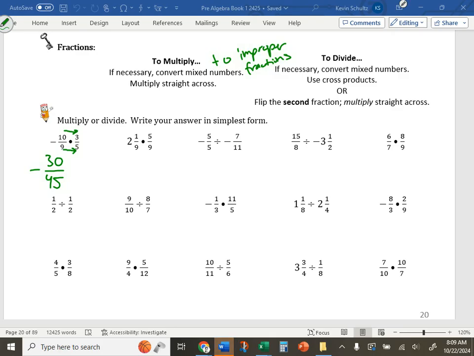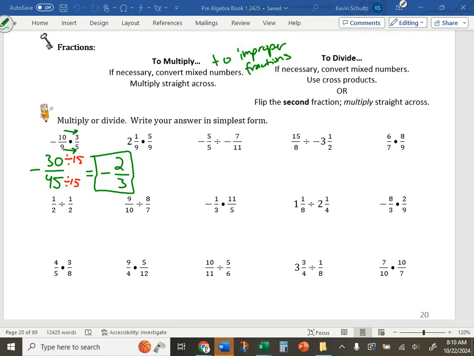Of course, is this the final answer? No, we can simplify it. What's the biggest number you can take out of 30 and 45? Let's do it in one step rather than multiple steps. 15. If you did use 5, you can simplify a second time once you divide. But if we start by taking out a 15 from each of them, negative 30 divided by 15 is negative 2, 45 divided by 15 is 3, and we get negative 2/3 as an answer.